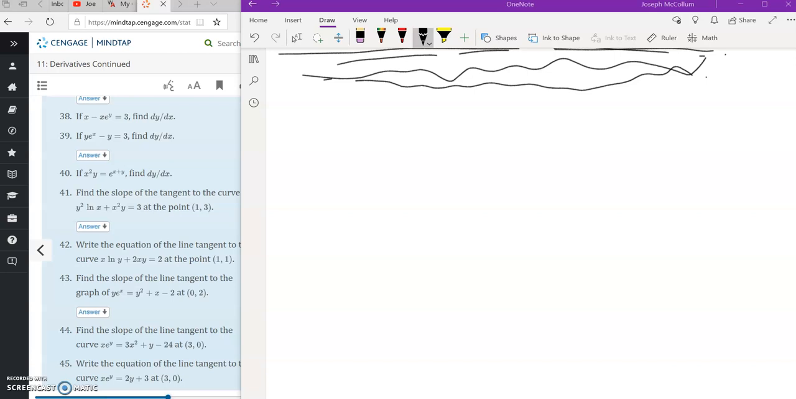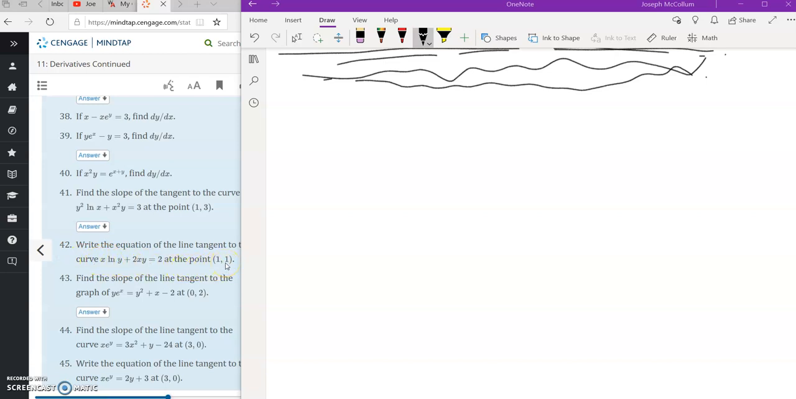Hello everybody, and welcome to another video on implicit derivatives. Well, I grabbed the textbook this time via Cengage, and right here we have this following question, number 42. Find the equation of the line tangent to this curve at this point.